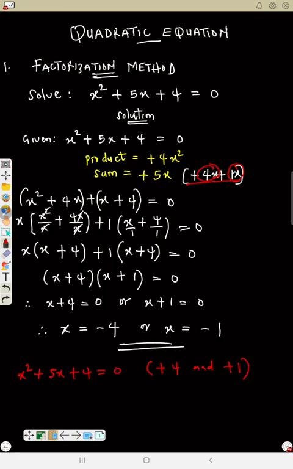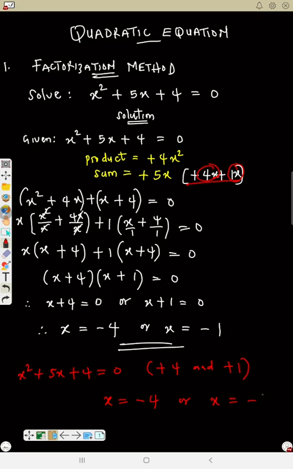So that means if you find the two numbers, product and sum, if you can get the two numbers, just reverse their sign. That means in this case, x will be equals to, this is plus 4. It will now become minus 4. Or, do you know this is plus 1?